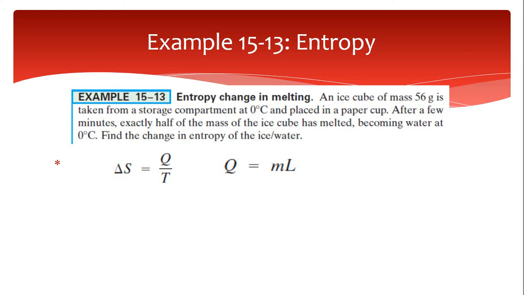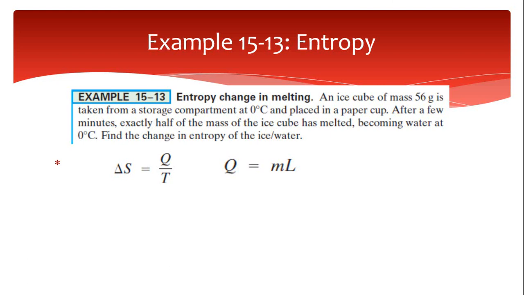So an ice cube of mass 56 grams is taken from storage at 0 degrees C and placed in a paper cup. After a few minutes, exactly half of the mass of the ice cube has melted, becoming water at 0 degrees Celsius. Find the change in entropy of the ice water.